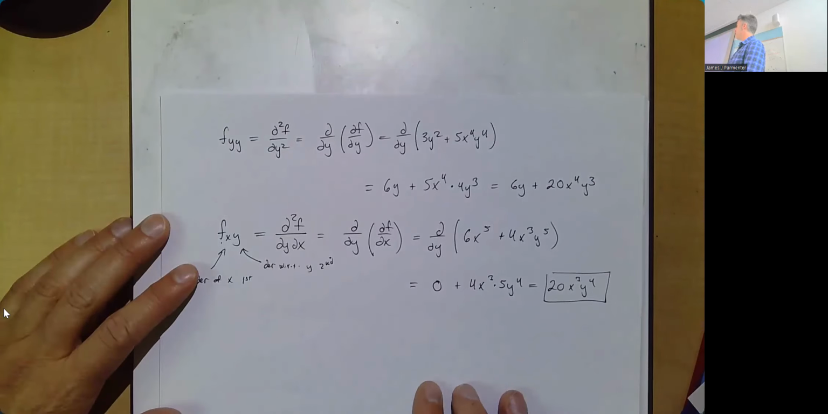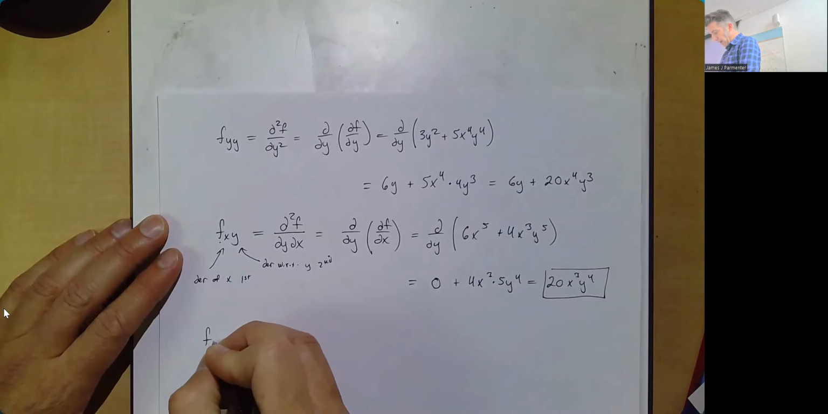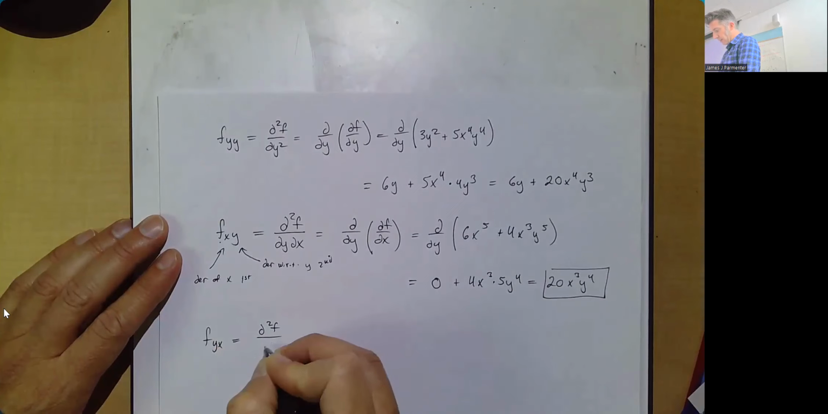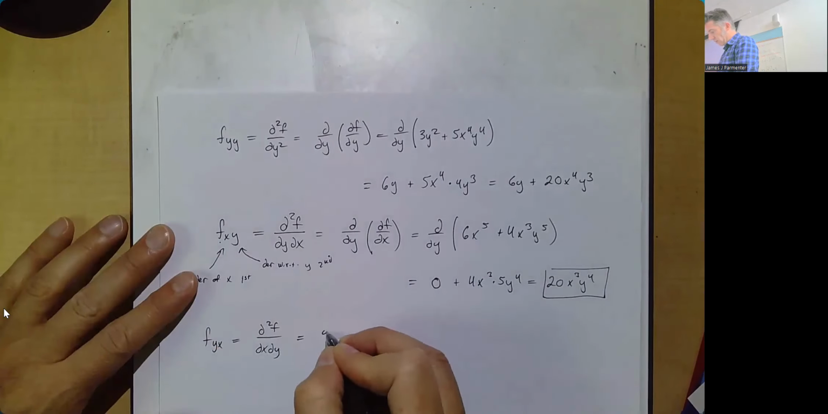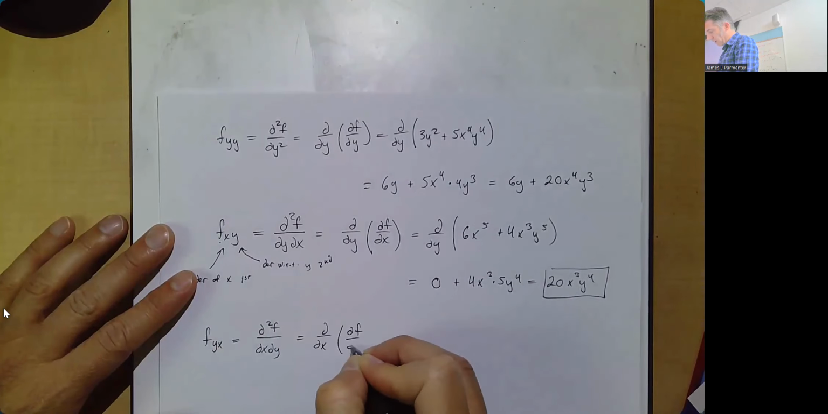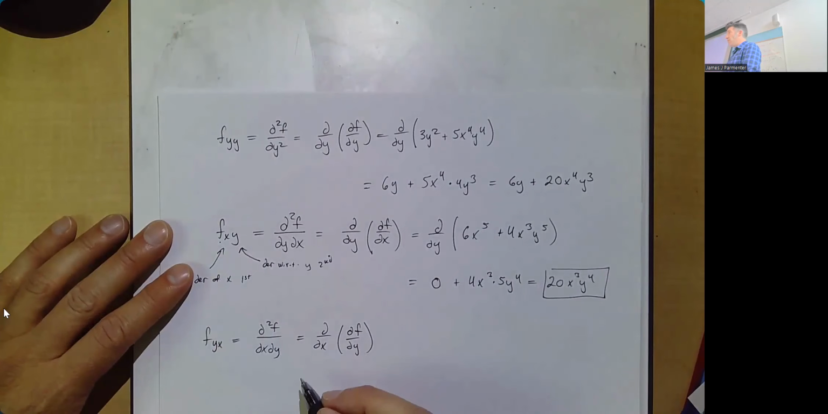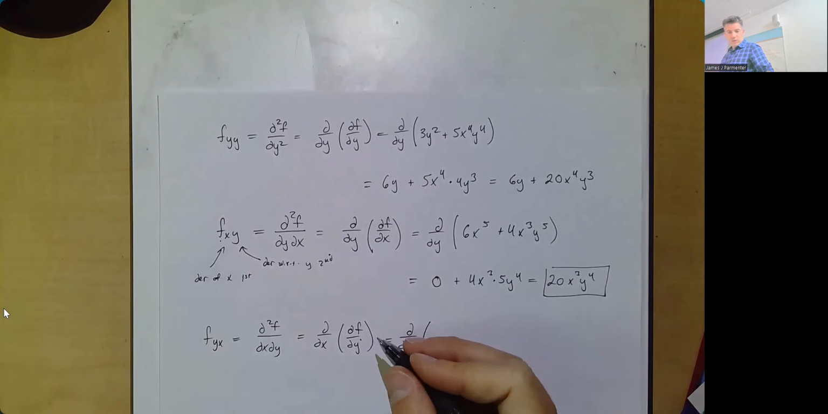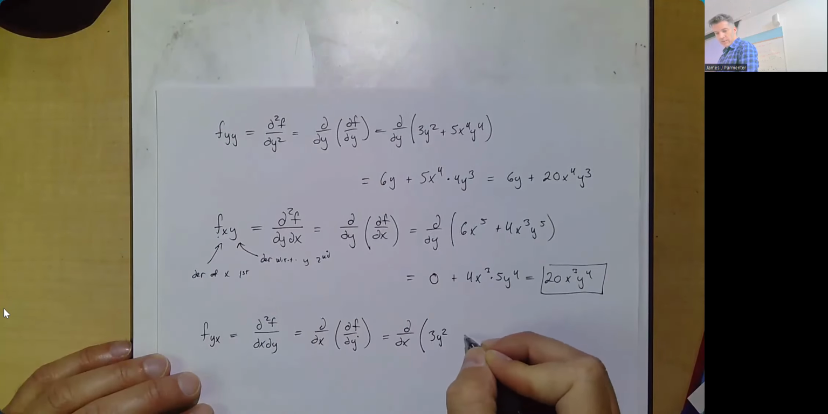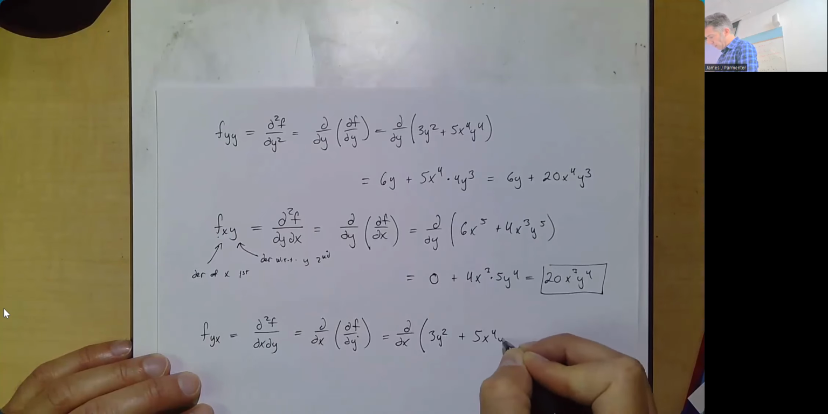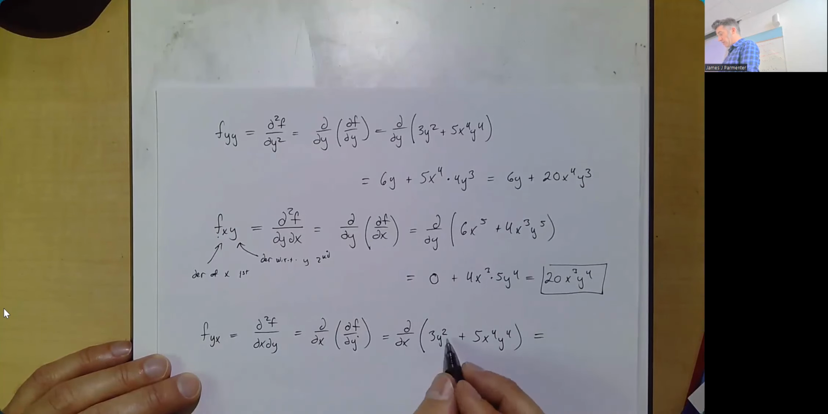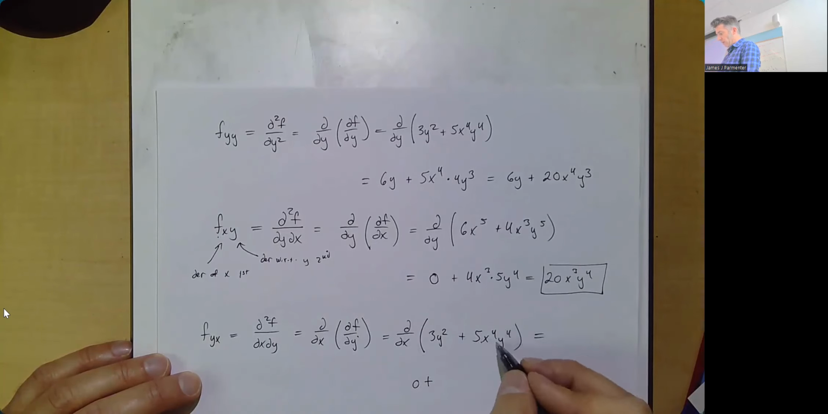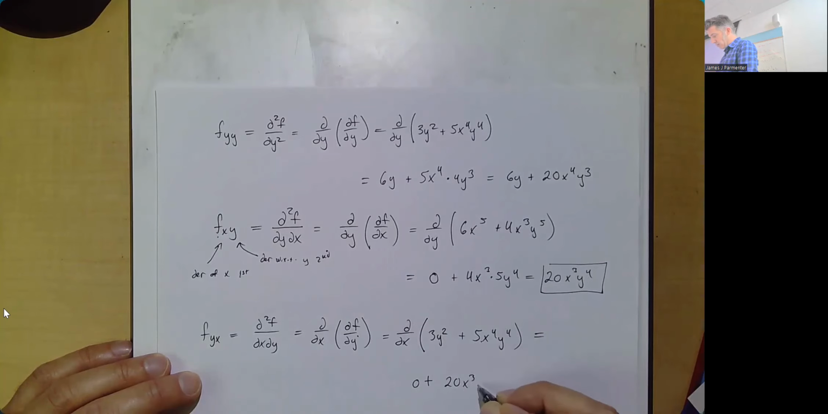And now we'll find the other mixed partial derivative. We'll find F_yx, which is ∂²f/∂x∂y, which is ∂/∂x of ∂f/∂y. So you're taking the derivative with respect to x of the first partial with respect to y. So the derivative with respect to x of my F_y, which was 3y squared plus 5x to the fourth y to the fourth. Okay, the derivative with respect to x of 3y squared is going to give us a big old 0. And then the derivative of 5x to the fourth times the constant y to the fourth is going to be 20x cubed times y to the fourth.